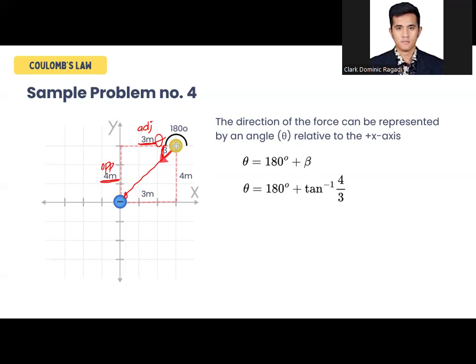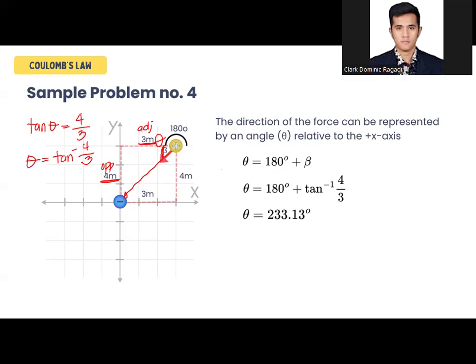So we can write that as 180 plus the arctangent of 4 over 3. How did I arrive at arctan 4 over 3? Again, tangent theta is equal to opposite over adjacent, so 4 over 3. To solve for the angle, you can rewrite that as arctan 4 over 3, and then add 180 to get the actual direction. Solving, we get the angle 233.13 degrees. Again, this angle is measured from the positive x-axis.